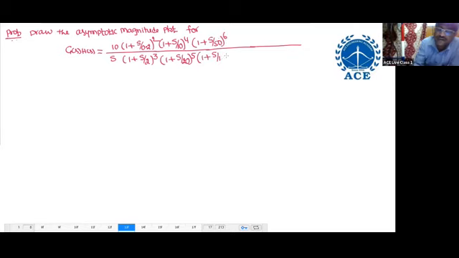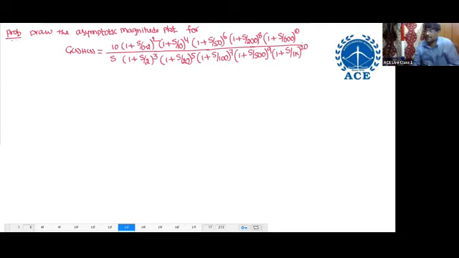1 plus S by 100 whole power 7. 1 plus S by 200 whole power 8. 1 plus S by 500 whole power 9. 1 plus S by 600 whole power 10. 1 plus S by 1k whole power 20. Come on, do it. You draw only the magnitude plot. All should draw.